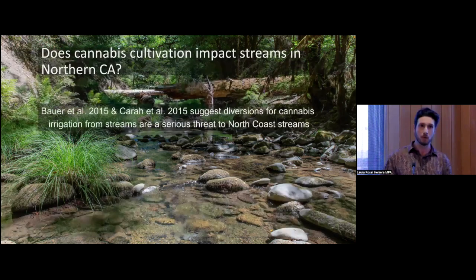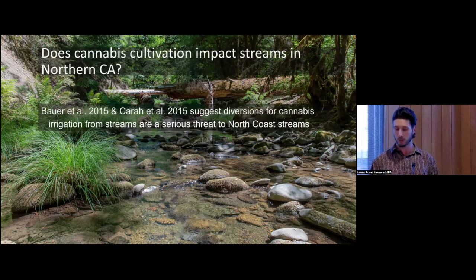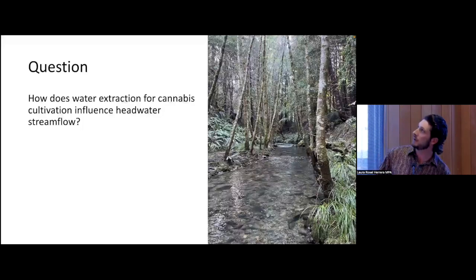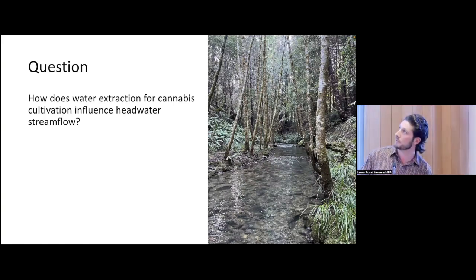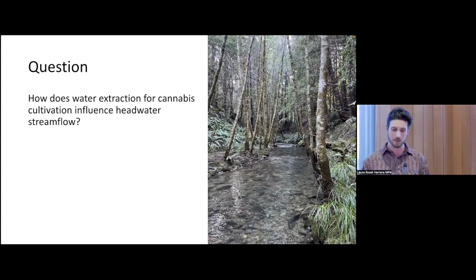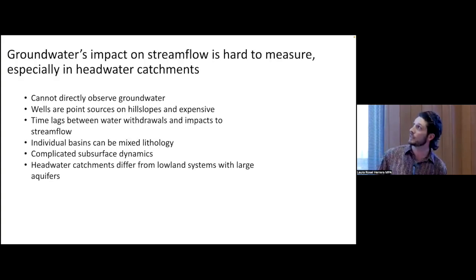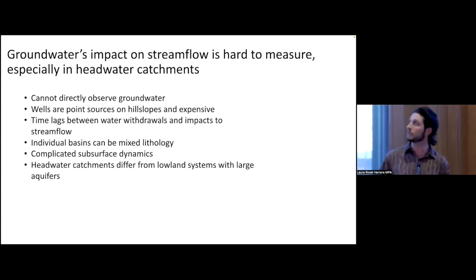So we were really motivated by some foundational work by Scott Bauer and Jen Kara in 2015 that suggested that diversions for cannabis agriculture might seriously impact these coastal streams that in particular support populations of salmon. And this motivated our question: how does water extraction for cultivation influence headwater streamflow? And one major component of this is trying to understand the contribution of groundwater to streamflow.